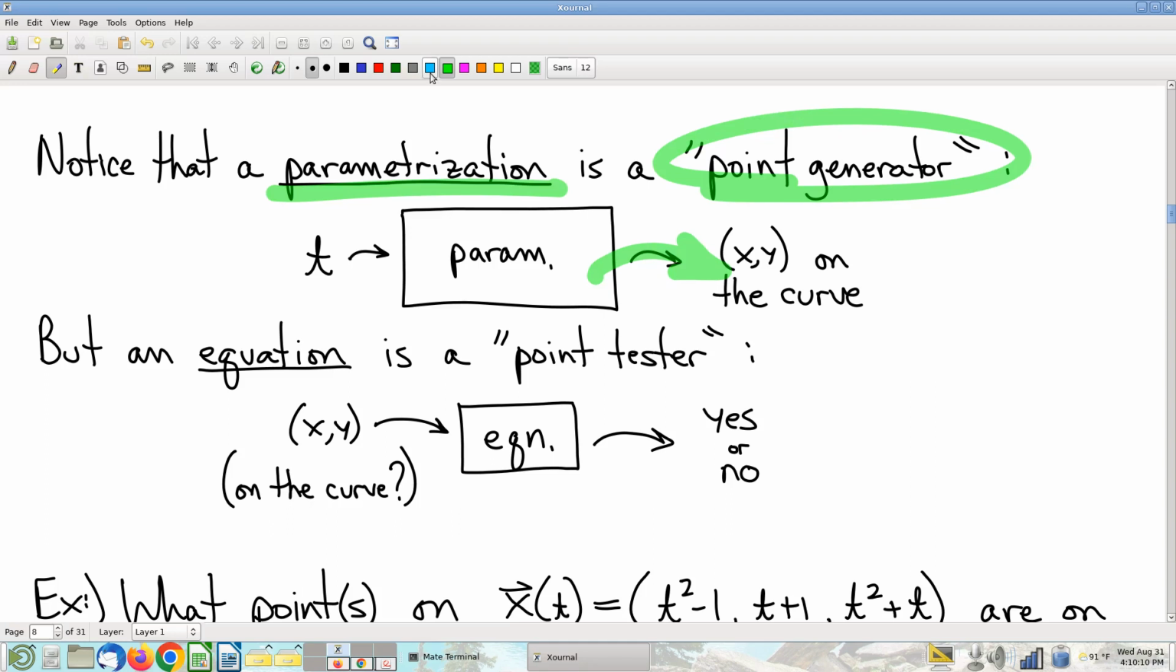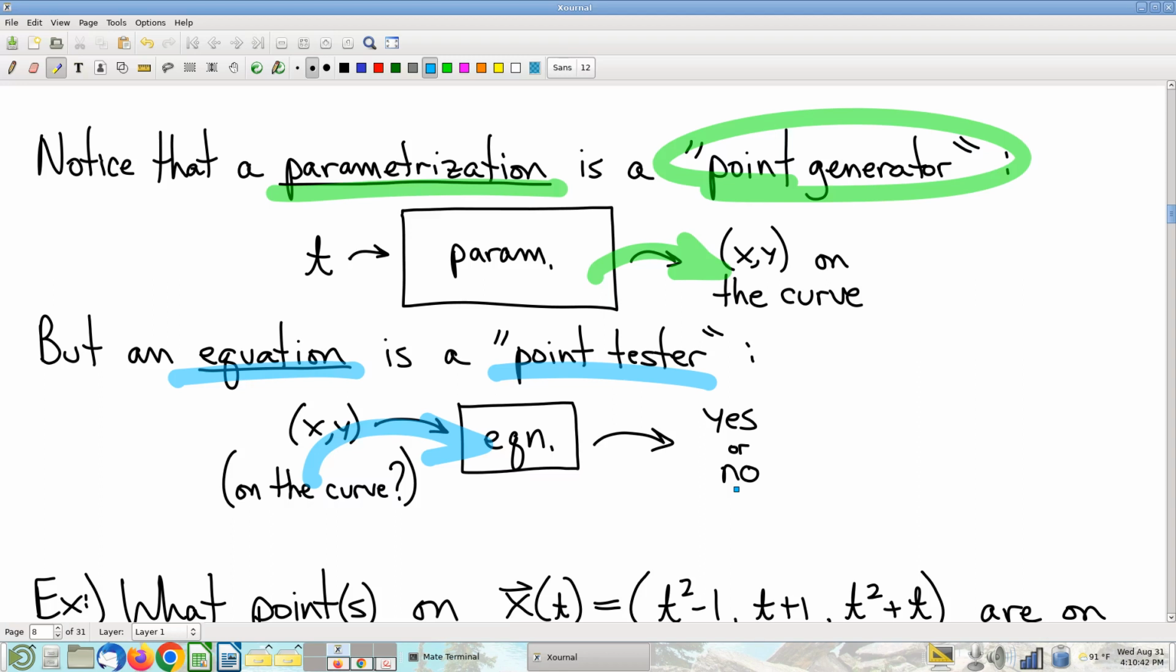That's not what an equation is. An equation is what I like to call a point tester. It's a yay or a nay. You put the point into the equation, and if the equation works, then it's on the curve. And if the equation fails, then no, it's not on the curve. Right? It's literally a tester by whether the equation either works or doesn't work. So very different in terms of how algebra is used to describe a curve.